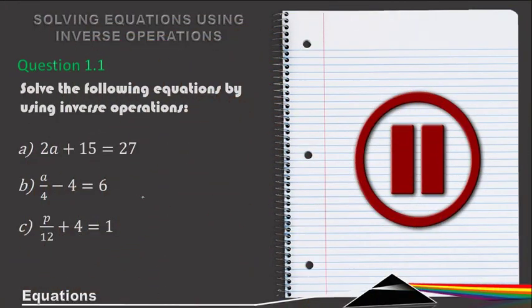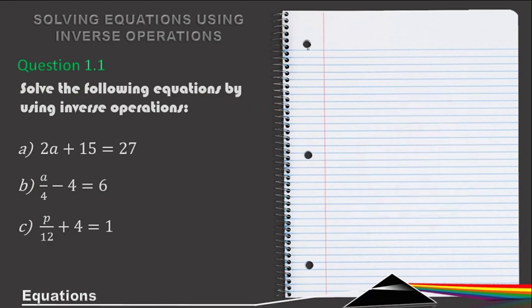So here are 3 for you to do on your own. Okay, so for A, we have 2a plus 15 equals 27. So this 15 goes to the other side. So then I have 2a is equal to 27 minus 15. So if I subtract 15 from 27, then I get 12.